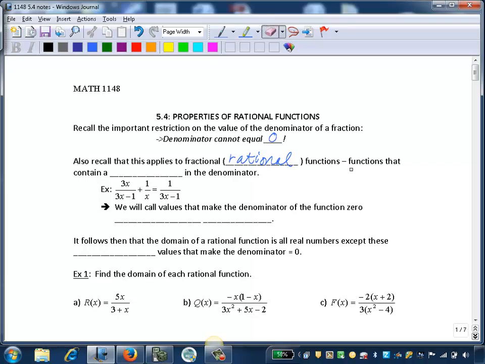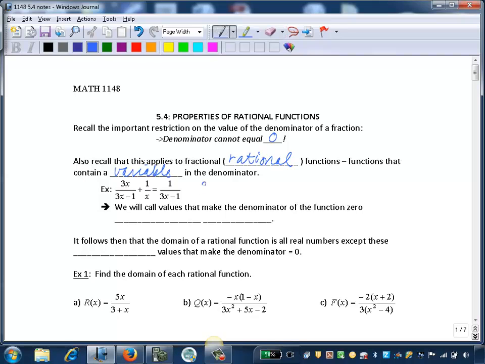So we remember that rational functions are functions that contain a variable in the denominator. So here are some examples down here. Here's the example of a rational equation that we've solved in a previous algebra course. If you remember, if you solve this equation, you'd have to check your answers and make sure that when you plug them back in, they wouldn't cause the denominator to become 0.